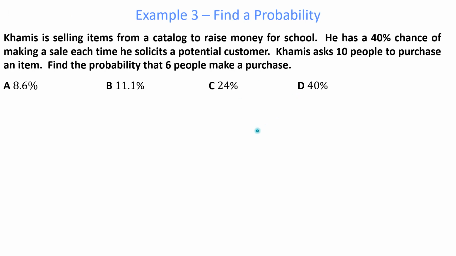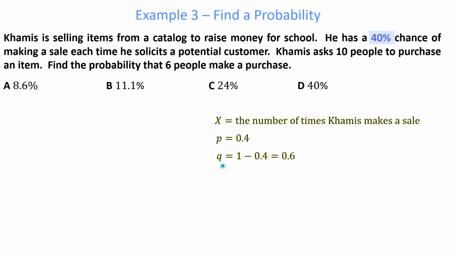So let's define the random variable x as the number of times Hamis makes a sale. So making a sale is a success. Now the probability of success is equal to 0.4 because there's a 40% chance of making a sale. So we want the decimal form for the probability. So we'll divide the 40 by 100 to give us 0.4. The probability of failure is equal to 1 minus 0.4, which gives us 0.6.